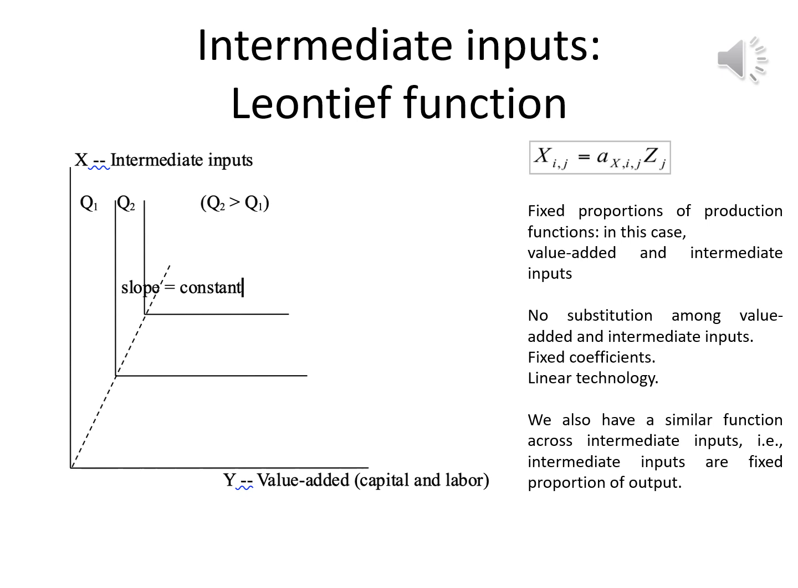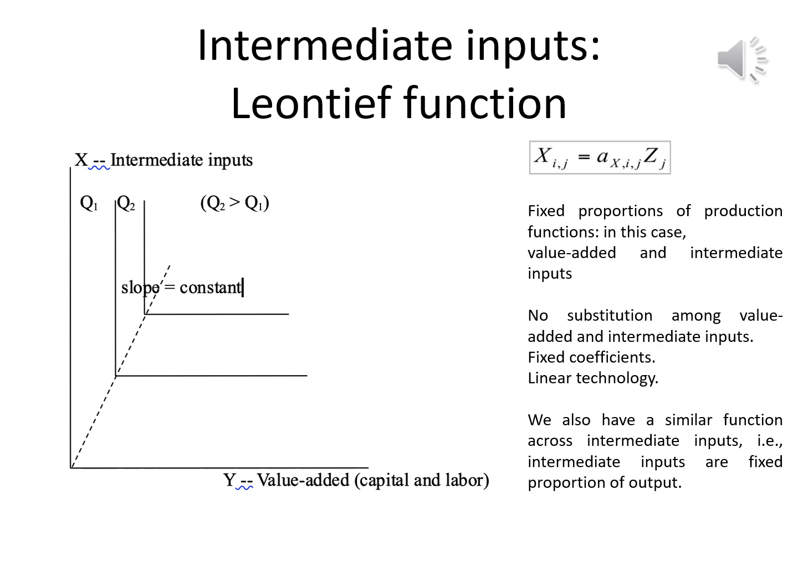If you move up and to the right, the output is going to be higher, so Q2 is greater than Q1. But no matter how much output you produce, more or less, you're using value added and intermediate inputs in fixed proportions. So if the slope is 2, that means for each 2 units of intermediate inputs, you're using only 1 unit of value added input.